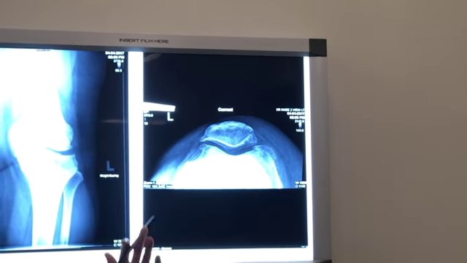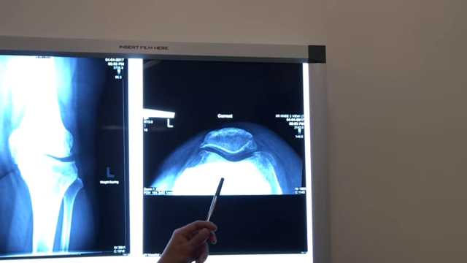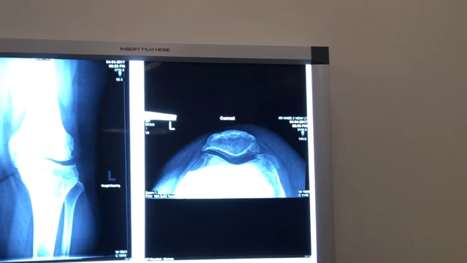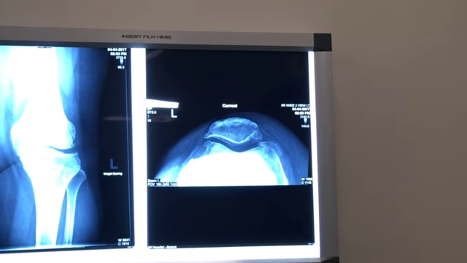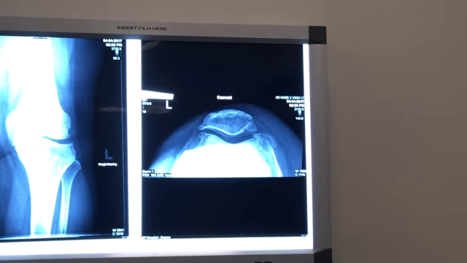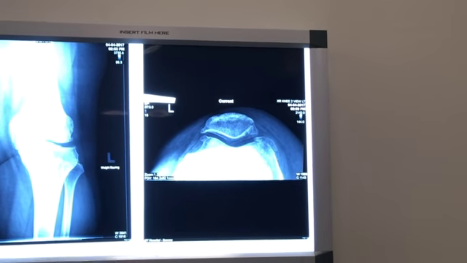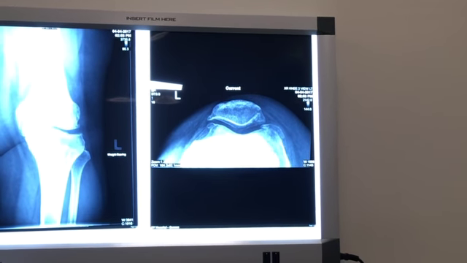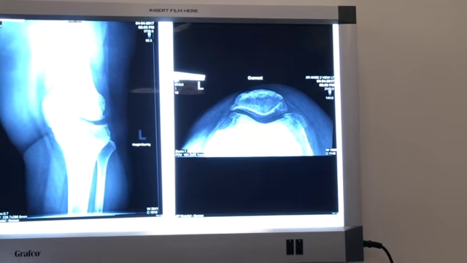I positioned her in a supine position, and when I asked her to bend her knees for this sunrise view, she told me that she could not do it anymore because the pain was so severe that it was too much for her. So I just gave her some time, so it could help the pain. And when I came back and asked her if she could do it now, she still told me that she couldn't do it.